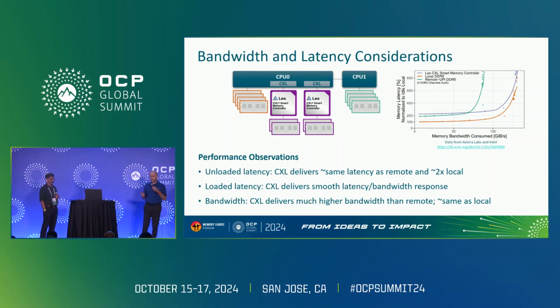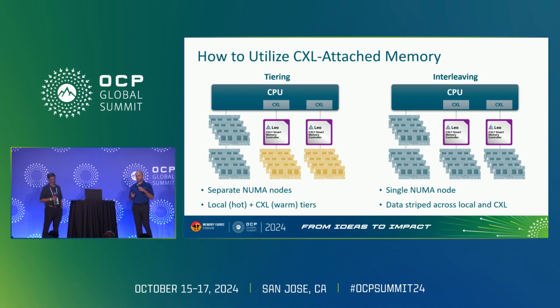The other is that the bandwidth of CXL is significantly higher than remote memory and about the same as local. So at a baseline, we say, okay, the device is working well, but what do you do with this data? What does this mean from an application perspective? We want to take a look at how you actually map this memory. How do you actually utilize CXL attached memory? There's really 2 schools of thought. You can do memory tiering, or you can do memory interleaving.